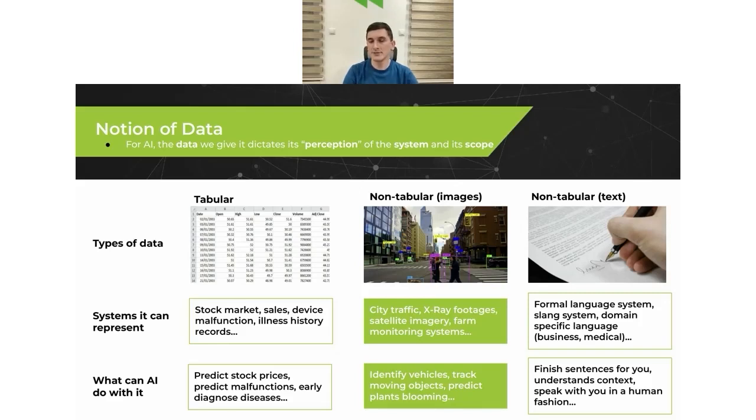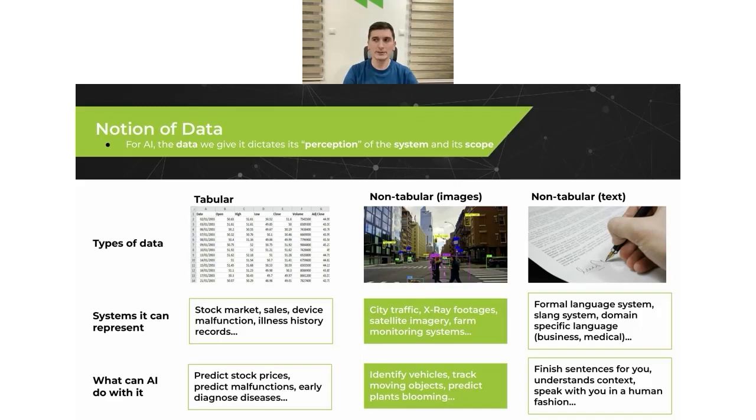There are different types of data. We are here mentioning tabular and non-tabular, but you can also think about it as structured and non-structured. If you are talking about tabular or structured data, then as you already see and probably know, we are talking about rows and columns, Excel sheets if you want. But then non-structured or non-tabular data, here we are giving examples of images and text, but we should also not forget about audio.